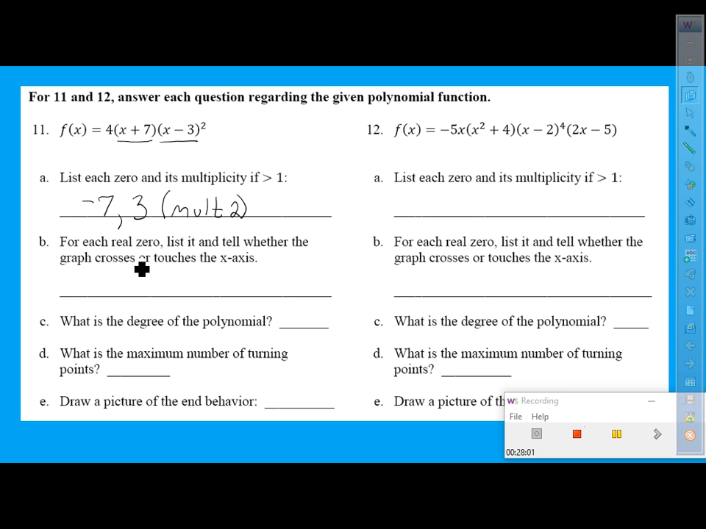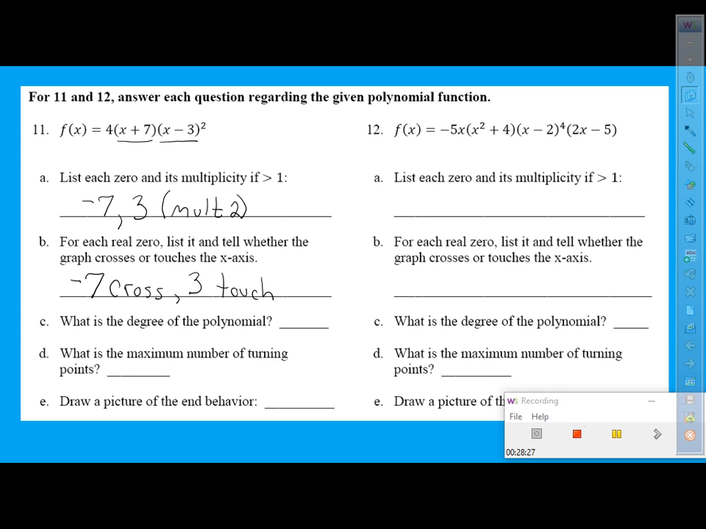Part B here says, for each real 0, list it and tell whether the graph crosses or touches. Well, the negative 7 is going to have to cross the x-axis because there's just one of them. But think about what the 3 is going to have to do. To get 2 answers, it's going to have to touch the x-axis.